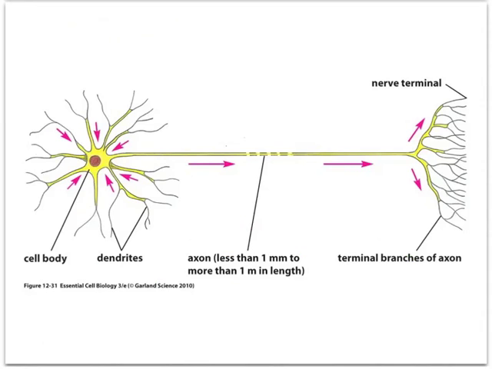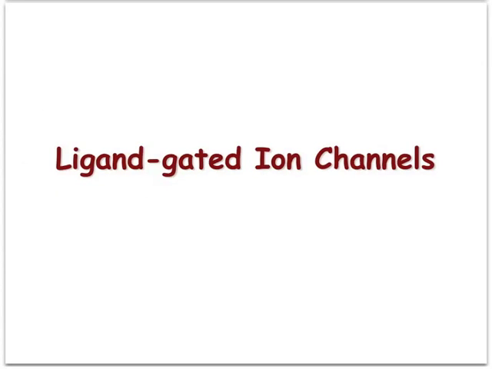Nerve impulses arrive to axons through dendrites that carry those impulses to the cell body and then to the axon. And those action potentials are then carried through the axon all the way to the terminal branches of the axon, where those signals are then transmitted to another neuron. And the transmission of those signals to the next neuron involves the action of ligand-gated ion channels.